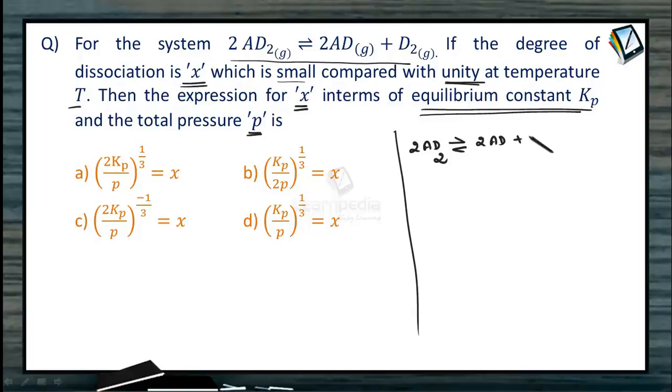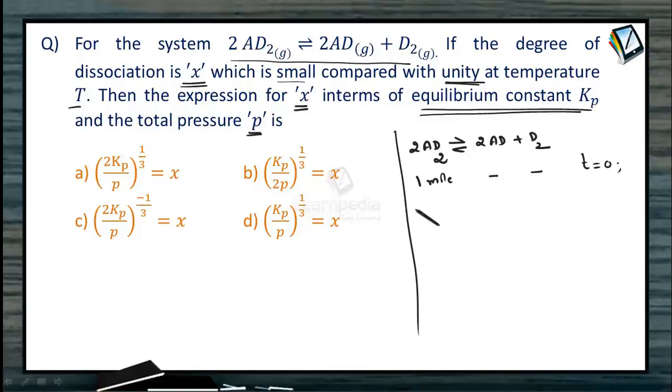gas plus D2 gas. Since the degree of dissociation is X, let us assume initially there is only 1 mole of AD2 and no moles of AD, no moles of gas D2 at time t equal to 0, that is initially in the closed container. Since X is the degree of dissociation, what do you mean by that? X moles of AD2 undergo dissociation per mole. Out of 1 mole, what moles of AD2 is undergoing dissociation? That is called degree of dissociation.